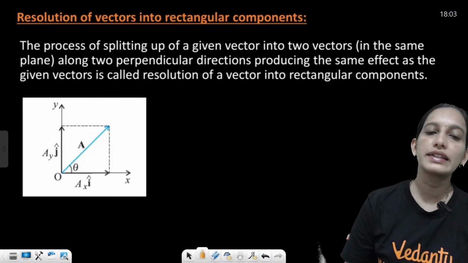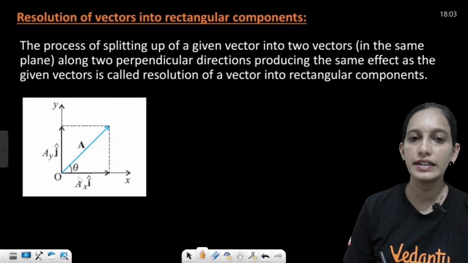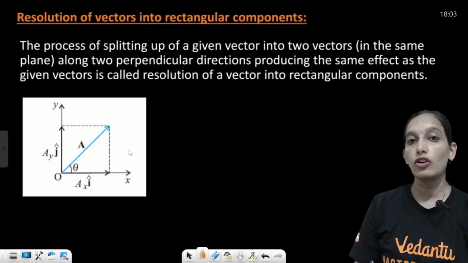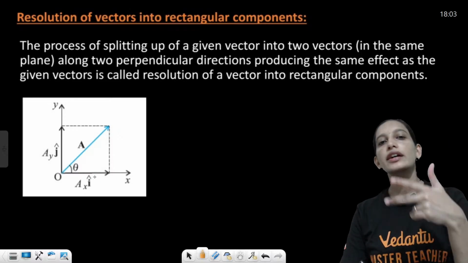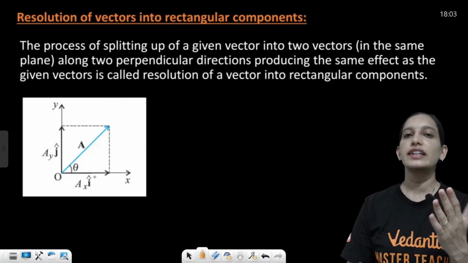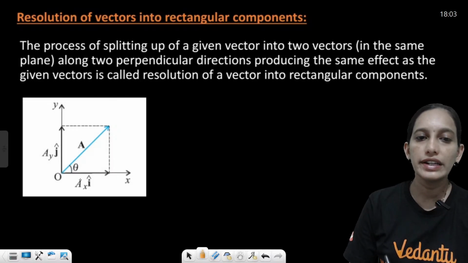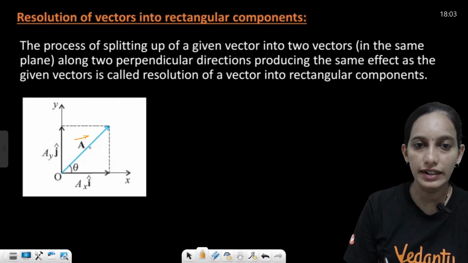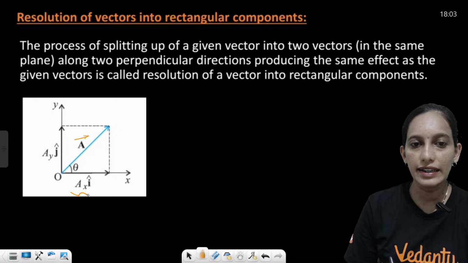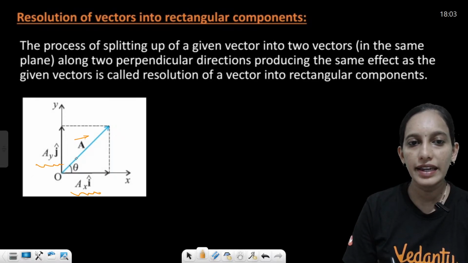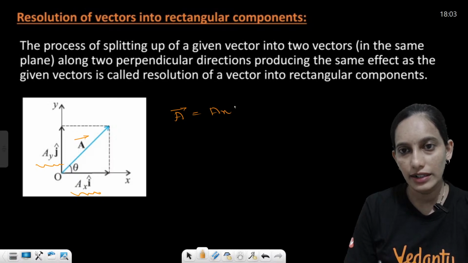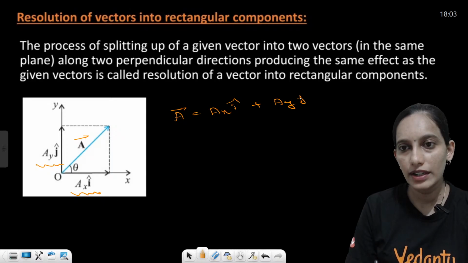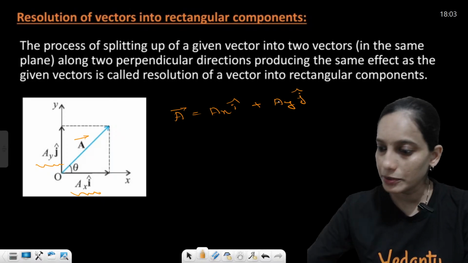Just to quickly revise the resolving of vectors into rectangular components. This is in 2 dimensions. We are taking only 2 dimensions, the x axis and y axis plane. If we are given a vector A here, we can write it as ax i cap plus ay j cap. Vector A can be written as ax into i cap plus ay into j cap.